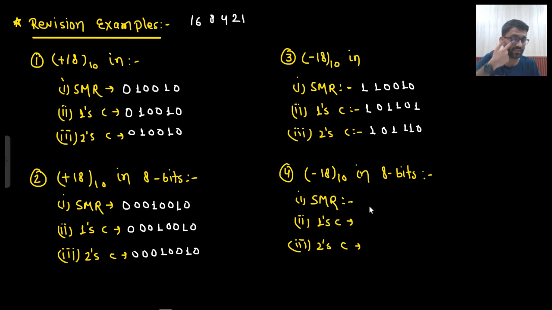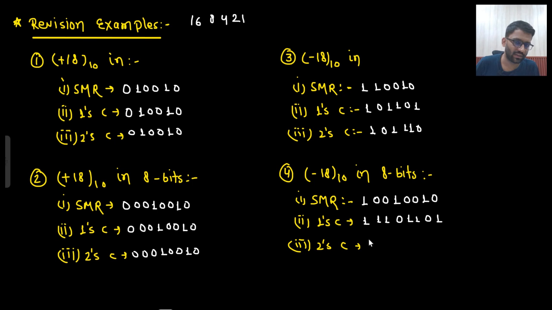What about this one? Minus 18 in 8 bits. So first one will denote the sign. Now 18 can be denoted in 5 bits only, so 2 more bits will come. That would be 0, because this will denote the sign, rest all will be the magnitude. 0010010. So for 1's complement, sign will come as it is, rest all will be complemented, right?